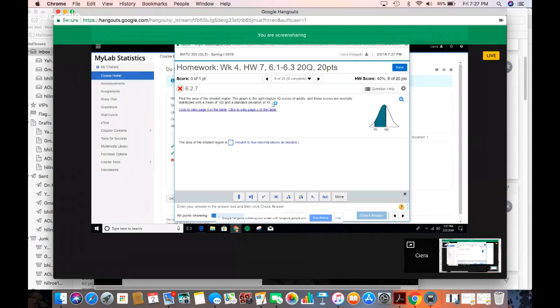Okay, so for the shaded region there, I told you that was the other way. Dang it. So the shaded region would be 75 to 105.